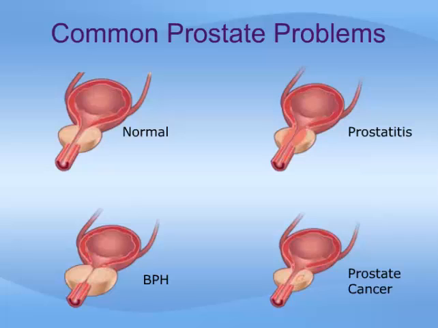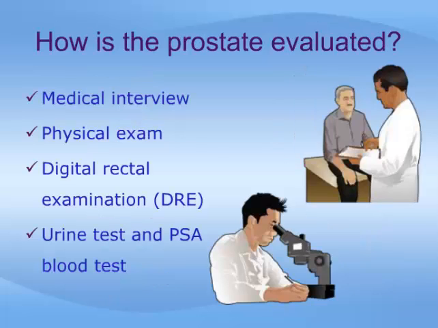This slide shows graphically the differences between these most common prostate conditions. Compared to normal, in BPH the prostate is enlarged in size, while in prostatitis the prostate is inflamed and swollen. In prostate cancer, cells can grow uncontrollably to form tumors or nodules within the prostate. So how is the prostate evaluated?